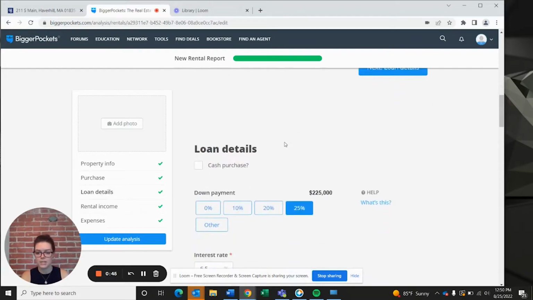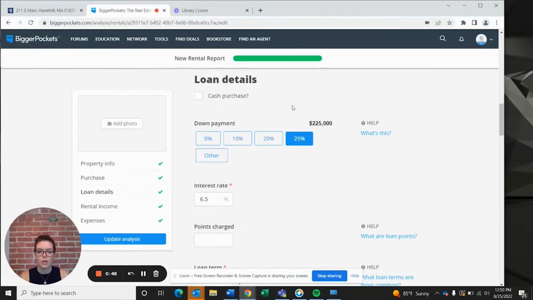As we continue, we need to enter the loan details. For our investment properties, we're putting 25% down. That is the standard. However, if you're looking to own or occupy your investment property, you might be able to put less down, 20%, 10%, somewhere in there, because you'll be living in the unit.